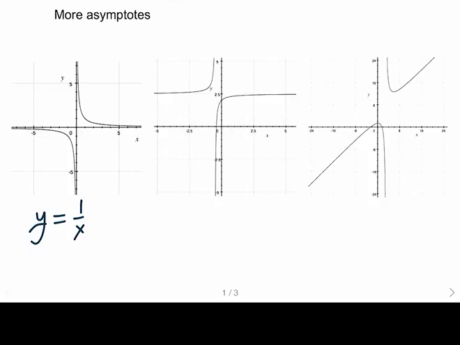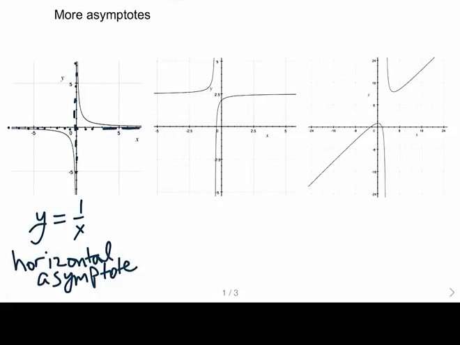As we saw in the previous video, there's a vertical asymptote on the y-axis. I'm not here to talk about that right now. There's a horizontal asymptote along the x-axis. Now that's one of the asymptotes we're going to be finding. And we'll see how to do that in this video.